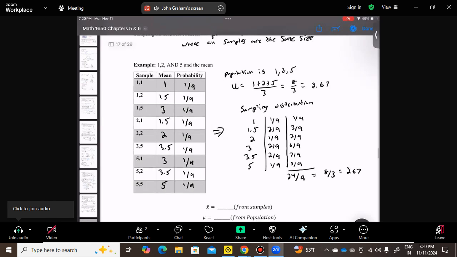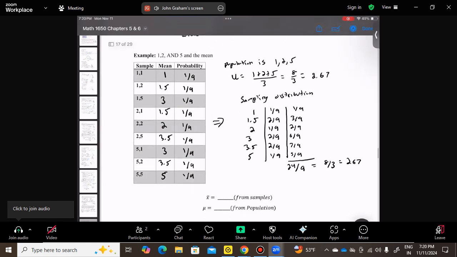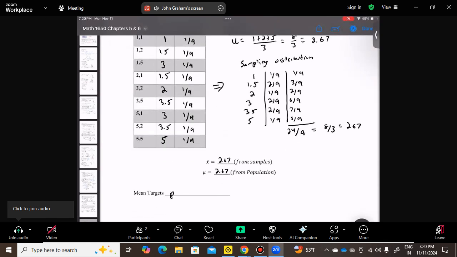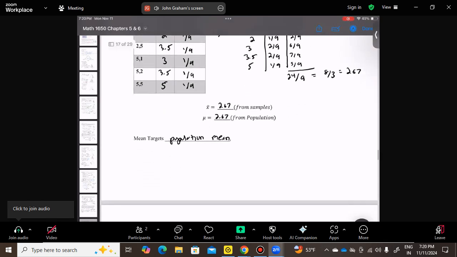Right, so the mean from the population was 2.67. The mean from our sampling distribution was also 2.67. And so this means the mean targets the population mean. So the more samplings you have, your mean is going to be closer to your actual population mean, even if you're not using all of the population, and especially if you're using a large population.